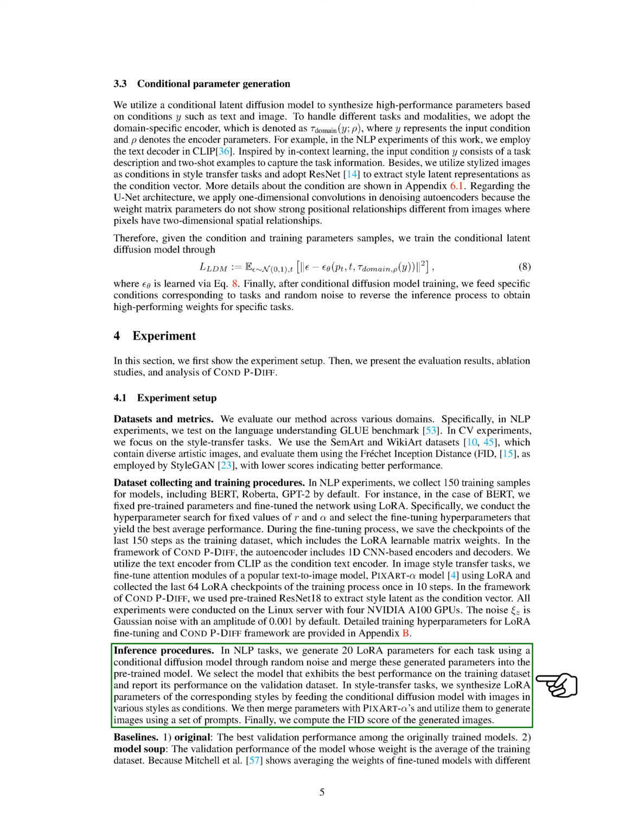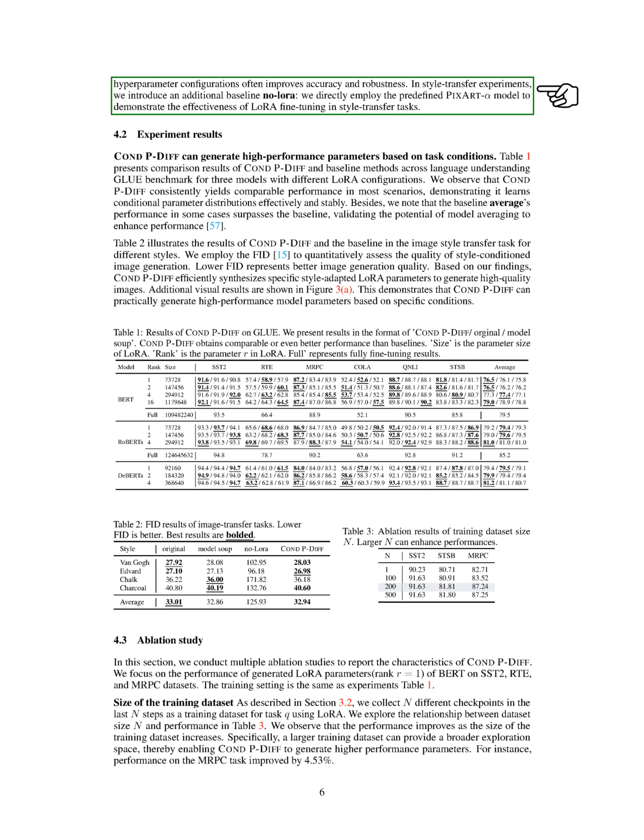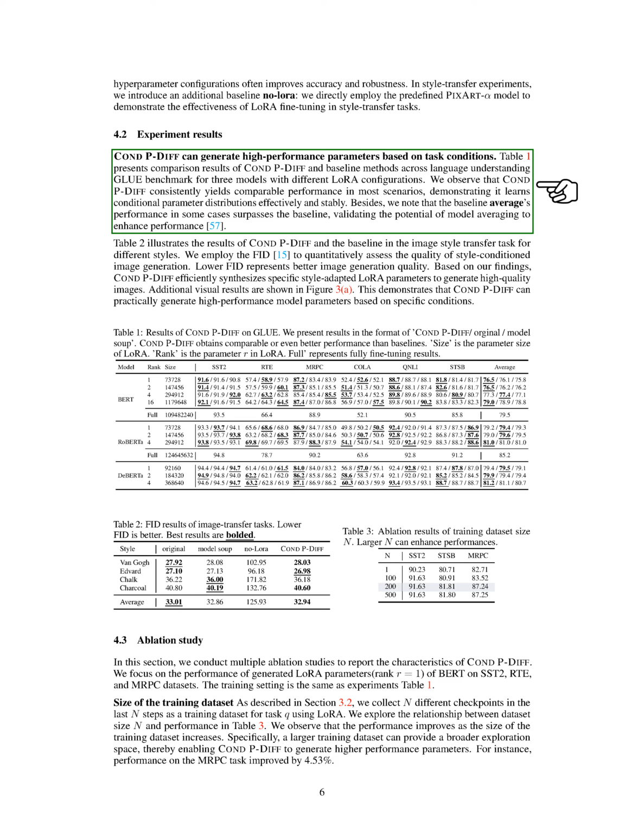We establish baselines, including the original model with the best validation performance and a model soup, which averages the weights of fine-tuned models to improve accuracy. In style transfer, we also include a no LoRA baseline using the predefined PixArt Alpha model to highlight the effectiveness of LoRA fine-tuning. Our results show that COND P-DIFF can generate high-performance parameters based on task conditions. We present comparison results across the GLUE benchmark for different models, demonstrating that COND P-DIFF consistently performs well, effectively learning conditional parameter distributions.